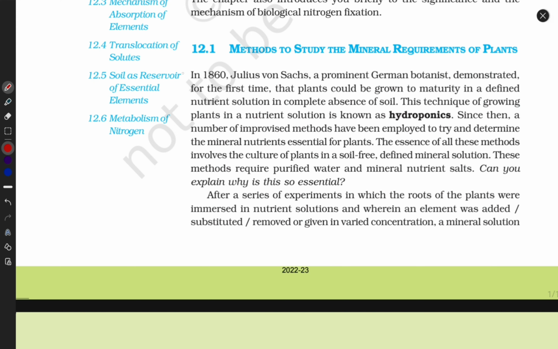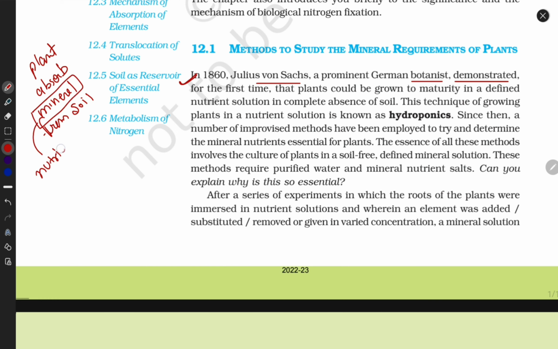There are some scientists like Julius von Sachs. He is the botanist, and they demonstrated that plants absorb minerals from soil. They need minerals, they need such kinds of nutrients. So they gave a theory, hydroponics.